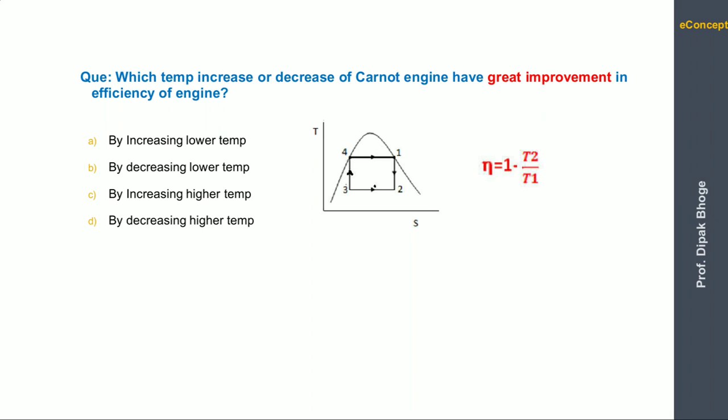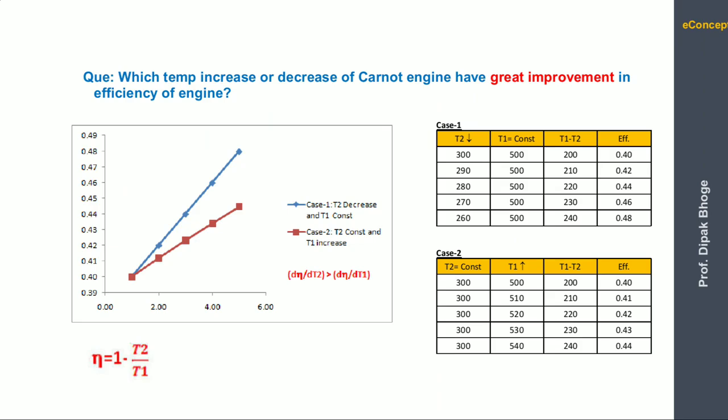This is the question, and in many exams this question will be asked: which temperature increase or decrease of a Carnot engine has great improvement in efficiency of the engine. Four options are given: by increasing lower temperature, by decreasing lower temperature, by increasing higher temperature, and by decreasing higher temperature. For that purpose, we can solve this question in two ways. One, by analytical method, and another by mathematical method.